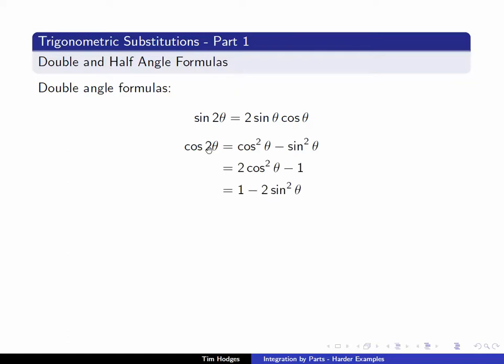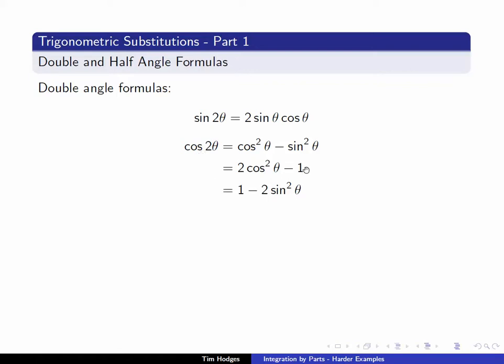Cosine 2 theta is equal to cosine squared theta minus sine squared theta. And because of the Pythagorean identities, we can convert sine squared into 1 minus cosine squared, which gives 2 cosine squared theta minus 1. Or we can change cosine squared theta into 1 minus sine squared theta, and that'll give us 1 minus 2 sine squared theta. So these are three different ways of looking at the double angle formula for cosine.